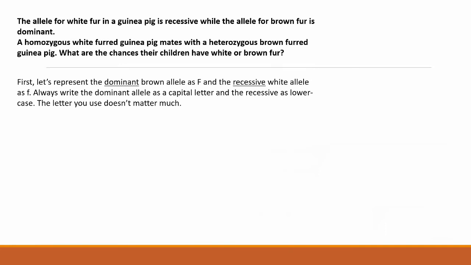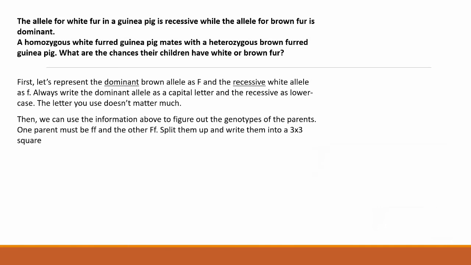Since one of the parents is a white-furred homozygous guinea pig, it must have the allele for white fur, and 2 of them since it is homozygous. And for the brown fur guinea pig, it must have 1 allele for brown fur, but the second allele must be different from the brown fur, so it must be a white fur. And so the alleles of the parents must be recessive-recessive and recessive-dominant.